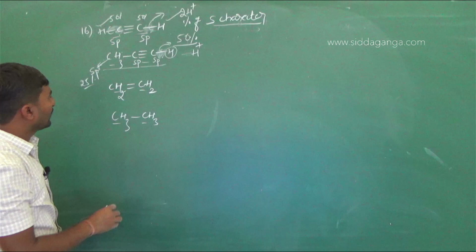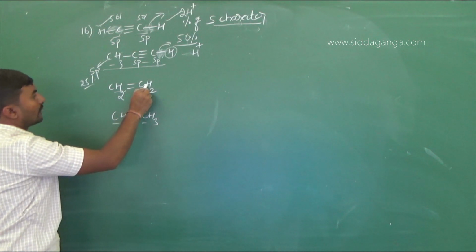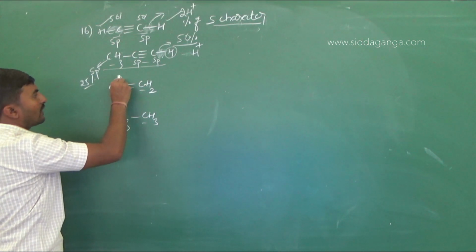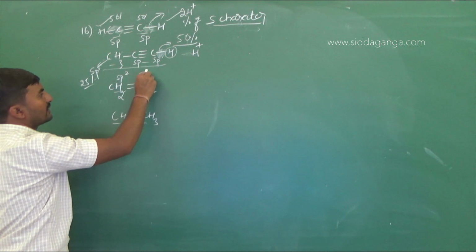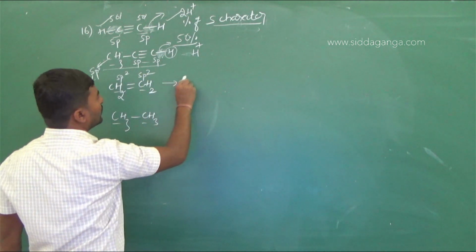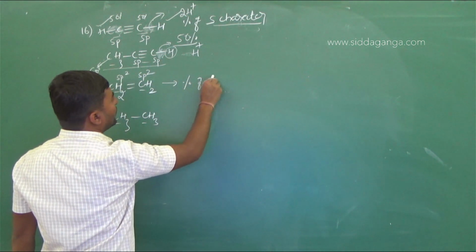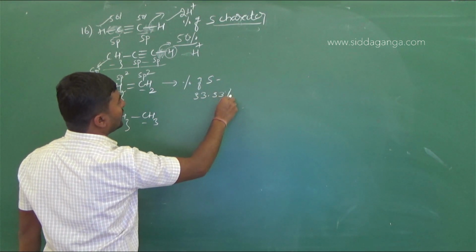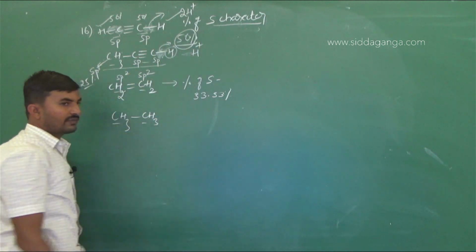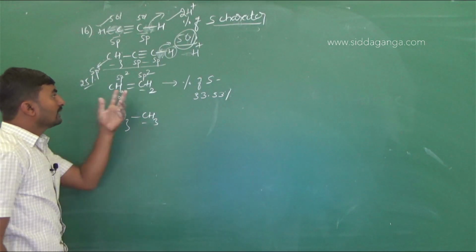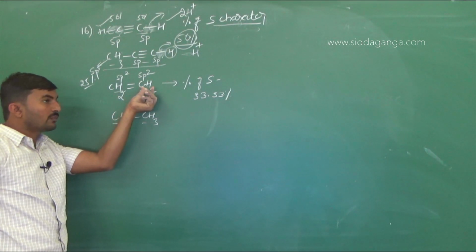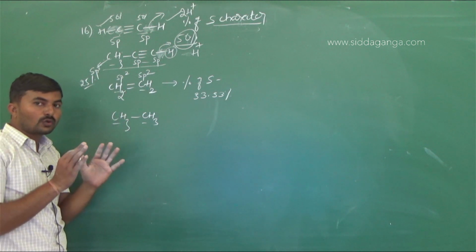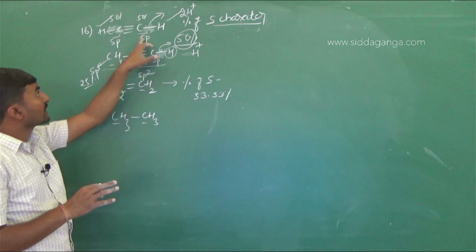Then the third one, both the carbon atoms are sp2 hybridized here. Because of sp2 hybridization, the percentage of s character is only 33.33%, which is less than that of 50%. That is why the electronegativity of these two carbons towards the nucleus is quite less compared to this.